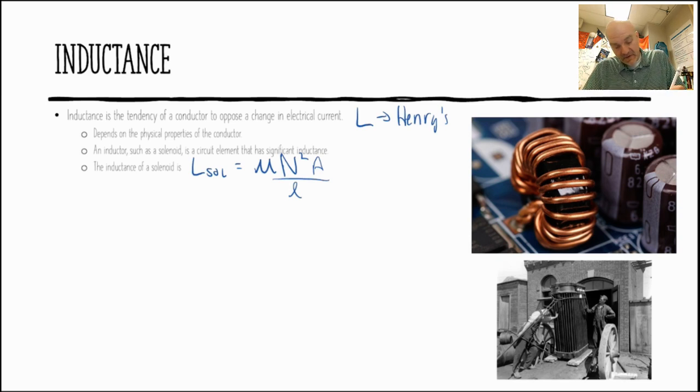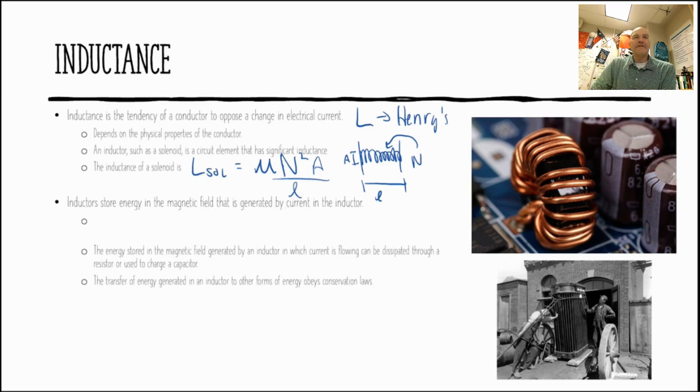A solenoid is a coil of wire of length L. The area is the cross-sectional area, and then there's the number of turns. It could be 1 turn, 30 turns, 900 turns. N over L, which we talked about in Unit 12, is called turn density, the number of turns per unit length.